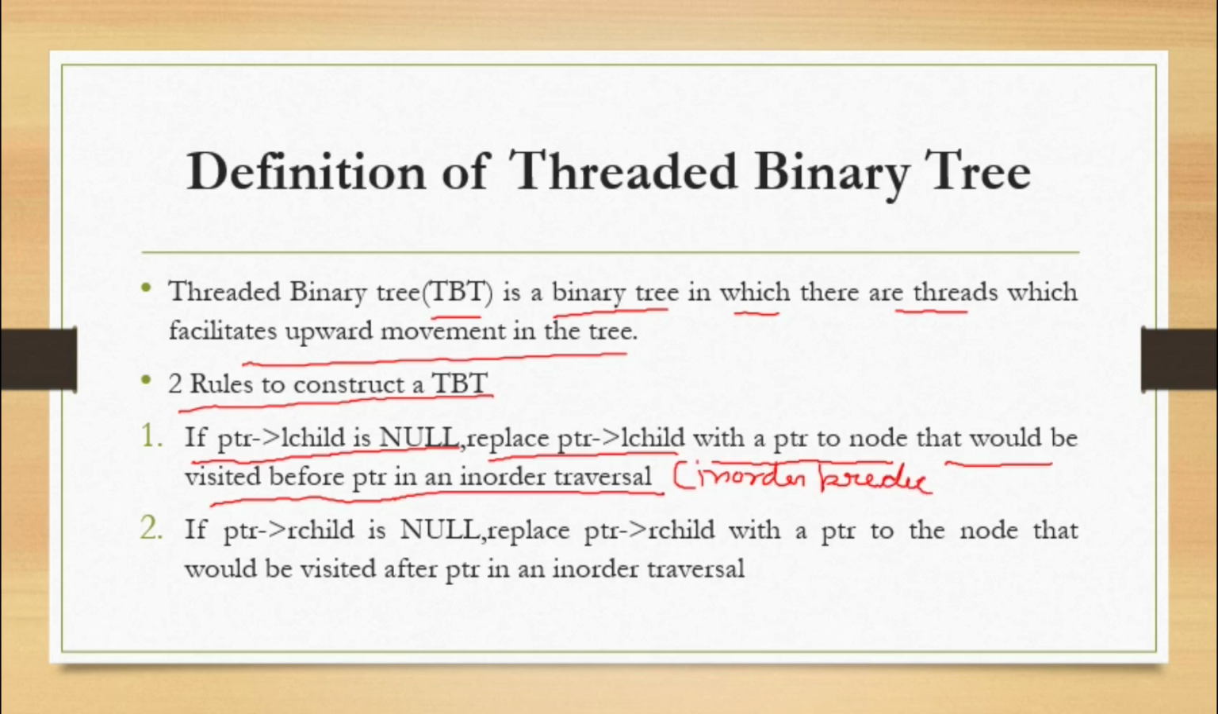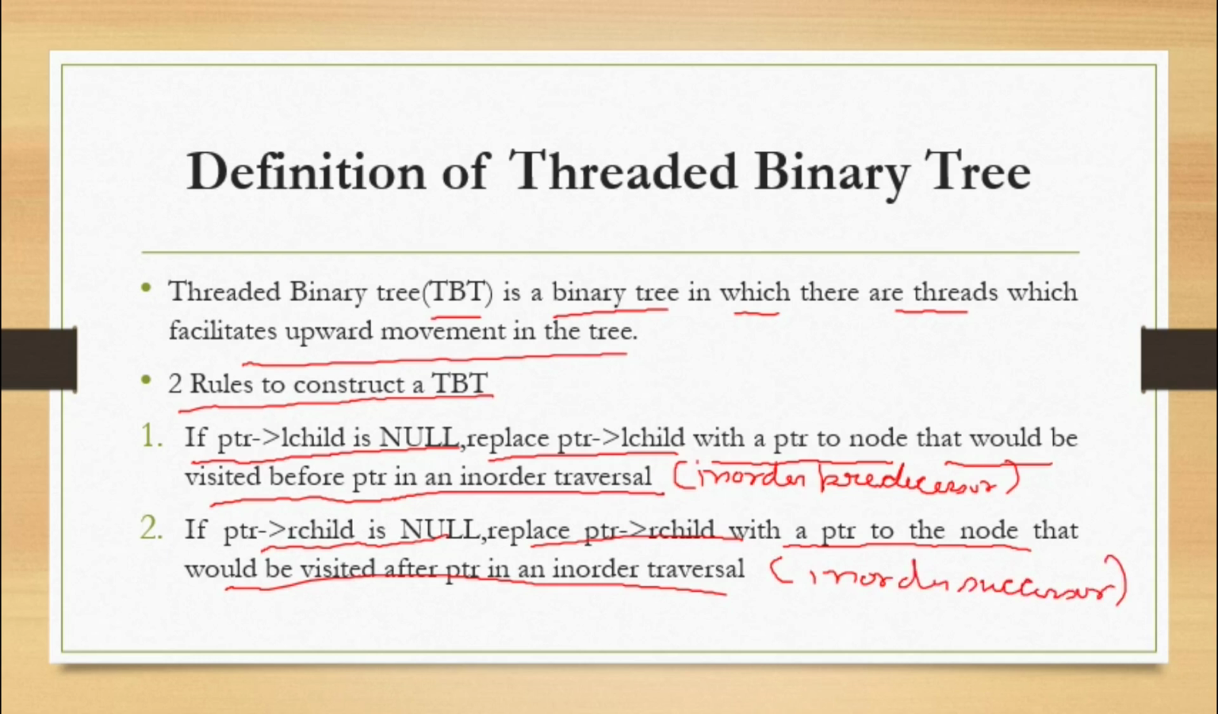Similarly, if a pointer's right child is null, then replace the right child pointer with a pointer to the node that would be visited after it in an in-order traversal. That is the in-order successor. Let us take an example.